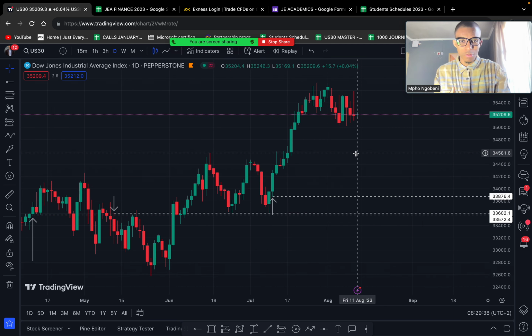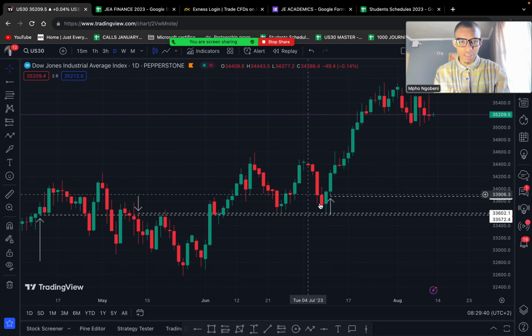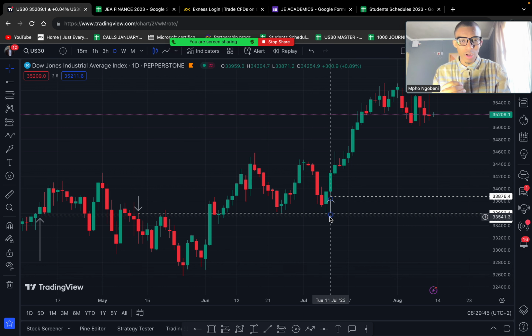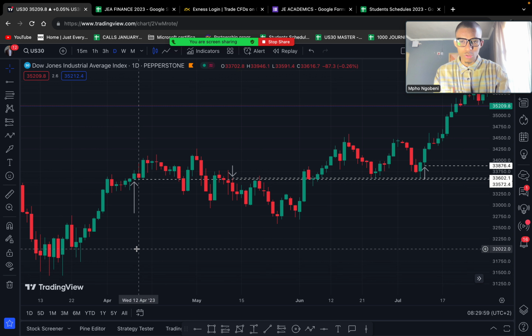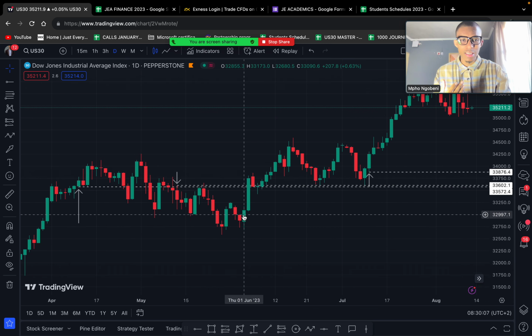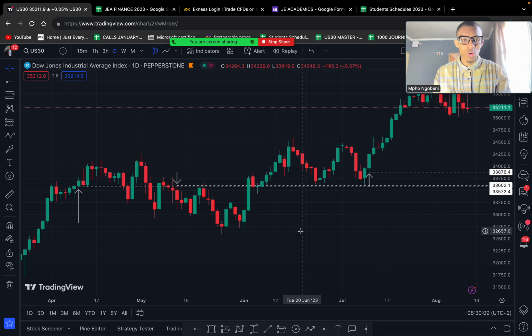So even here, we want similarities. If we check here, it seems like the 11th always went the same direction as the 10th. That's the first similarity that I see. As you can see, the 10th was red, and the 11th just continued, was red also. Also here, the 10th was green, and the 11th also was green. So here already I see the similarity that it's going to close with the same candle color.